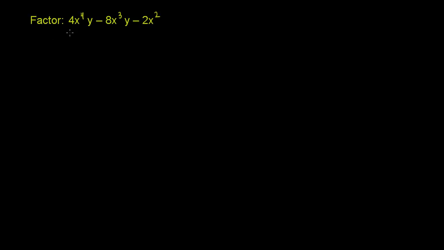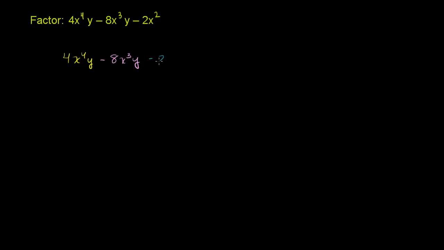We're told to factor 4x to the fourth y minus 8x third y minus 2x squared. So to factor this, we need to figure out what the greatest common factor of each of these terms is. So let me rewrite it. We have 4x to the fourth y, and we have minus 8x to the third y, and then we have minus 2x squared.